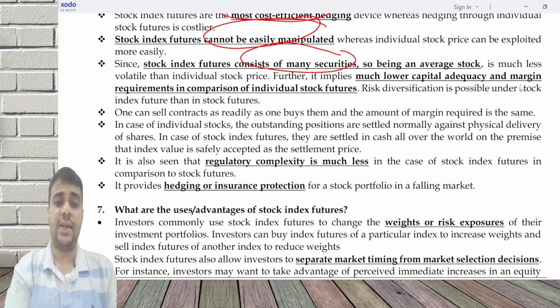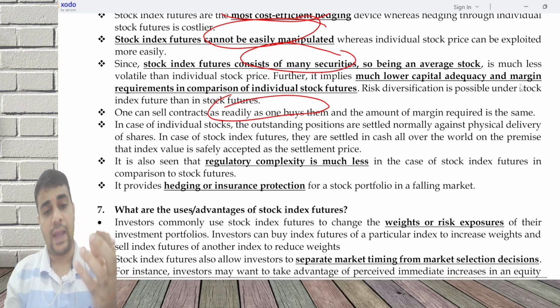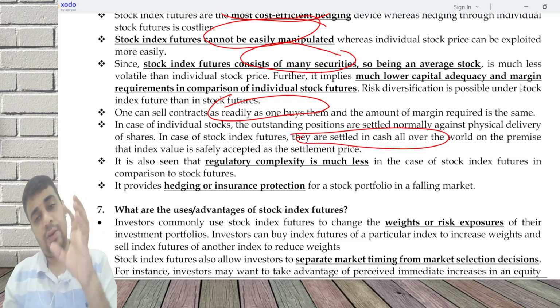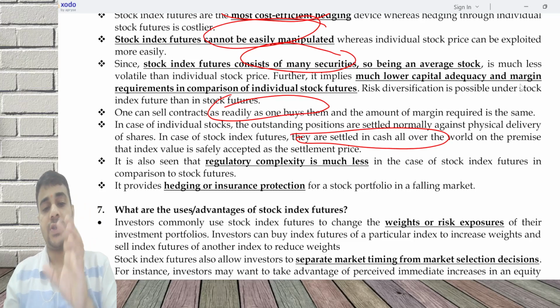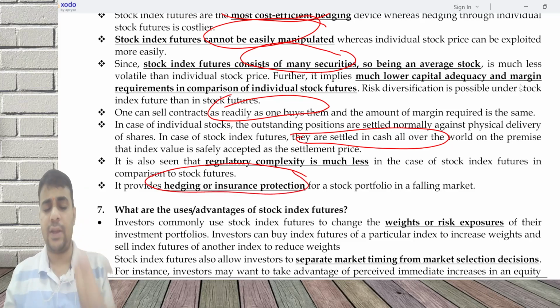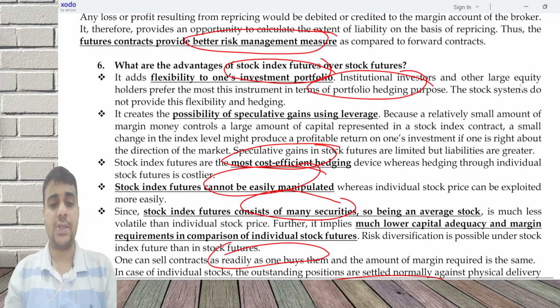One can sell contracts readily because there is a lot of buying and selling happening, so it's easy to do. Individual stocks are settled against physical delivery, while stock index is settled in cash all over the world. But in India's context, even stock futures are settled in cash only. Regulatory complexity is less. The main purpose is hedging or insurance protection. Sometimes speculation can also be done because it is less manipulative. It needs lesser capital and provides a better risk management instrument.